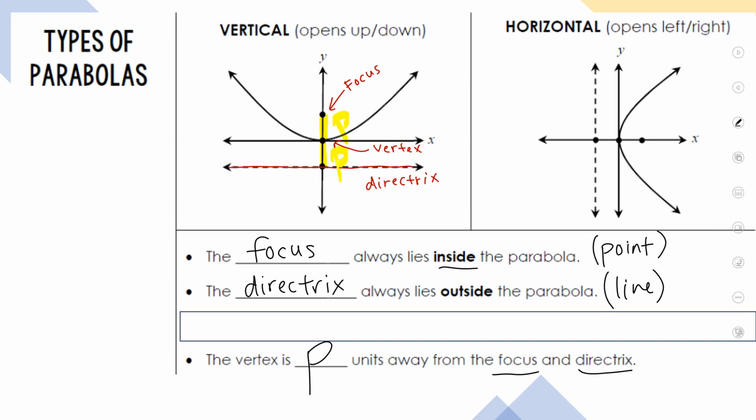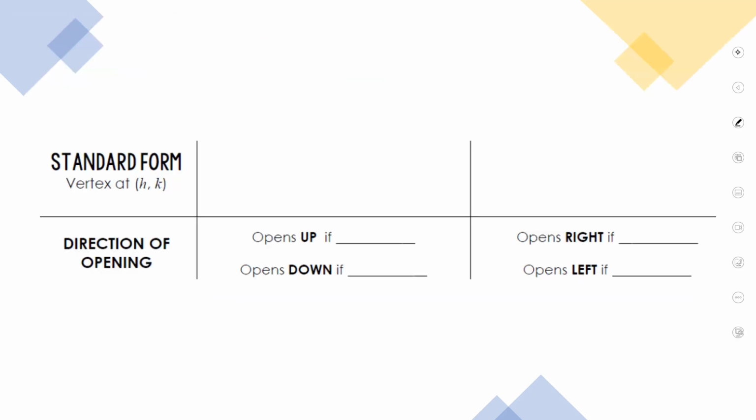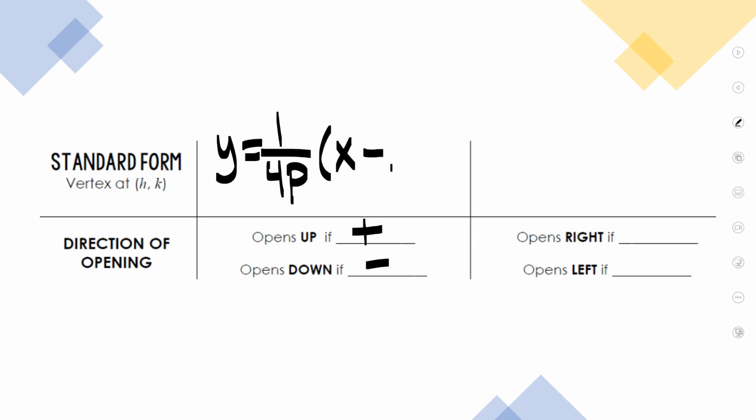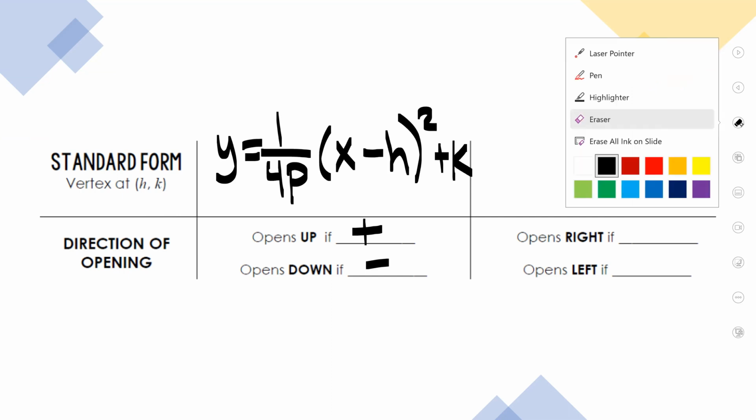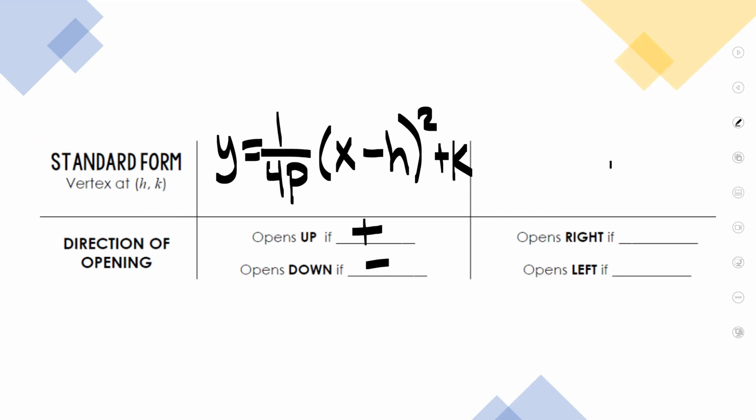So let's look at the very first example. Oh, first let's talk about the equation, sorry. Okay, so the equation, if it's facing up or down, if it's facing up, it'll be positive. If it's facing down, the equation will be negative. And this is the standard form equation. y equals 1 over 4p times (x minus h) squared plus k, where h and k is your vertex. h and k is the vertex. So this is when it is facing up or down. This is the vertical equation.